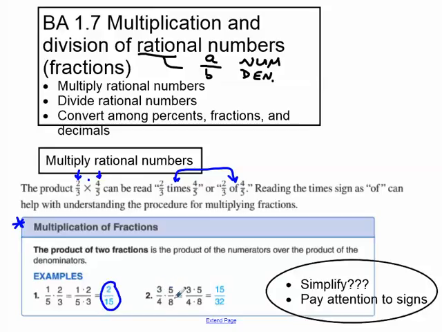Same thing over here, just a different example. 3/4 times 5/8, or 3/4 of 5/8. 3 times 5, 15. 4 times 8, 32. Done. We'd have to simplify. So a lot of times we'll have to simplify, especially when we add, subtract, multiply or divide. But these two examples are just examples of what we do.